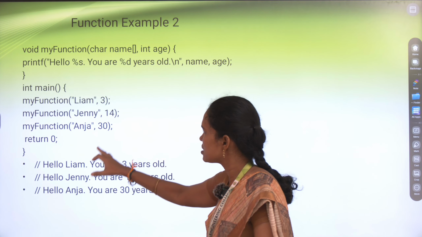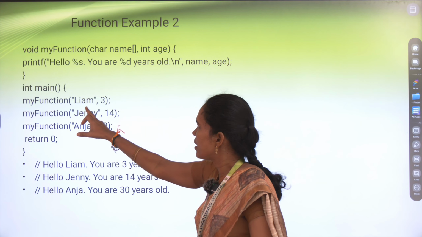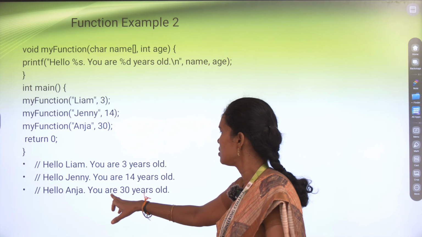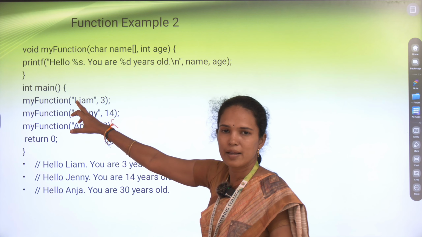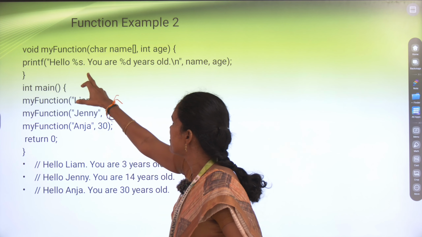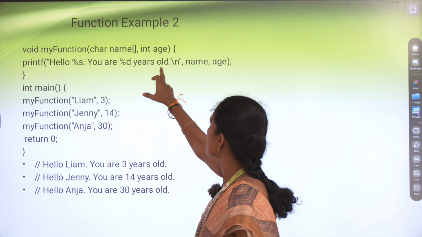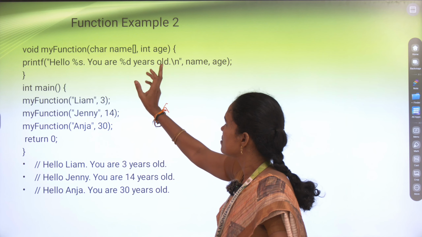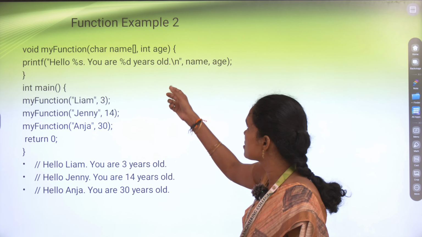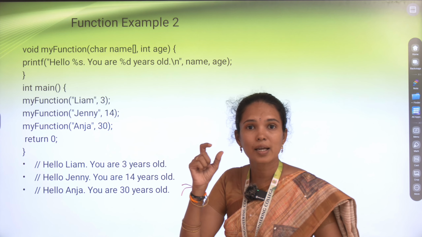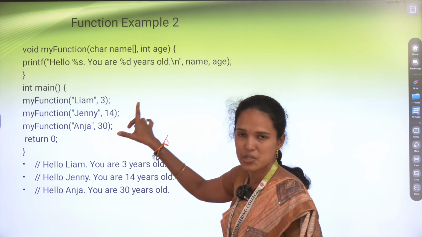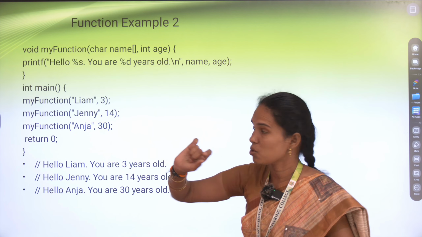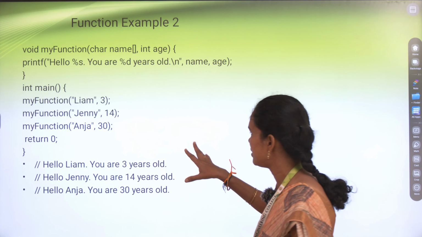So the output for this one is, the first time calling my function with Liam comma 3: you are 3 years old, you are 14 years old, you are 30 years old. Because here I have given the print statement as hello percent s, you are percent d years old, backslash n, name comma age. I already told you, percent s is for a string. Since we are using a character array, you have to use a string. That's why I have given percent s. And age is an integer, so we have given percent d. Fine.